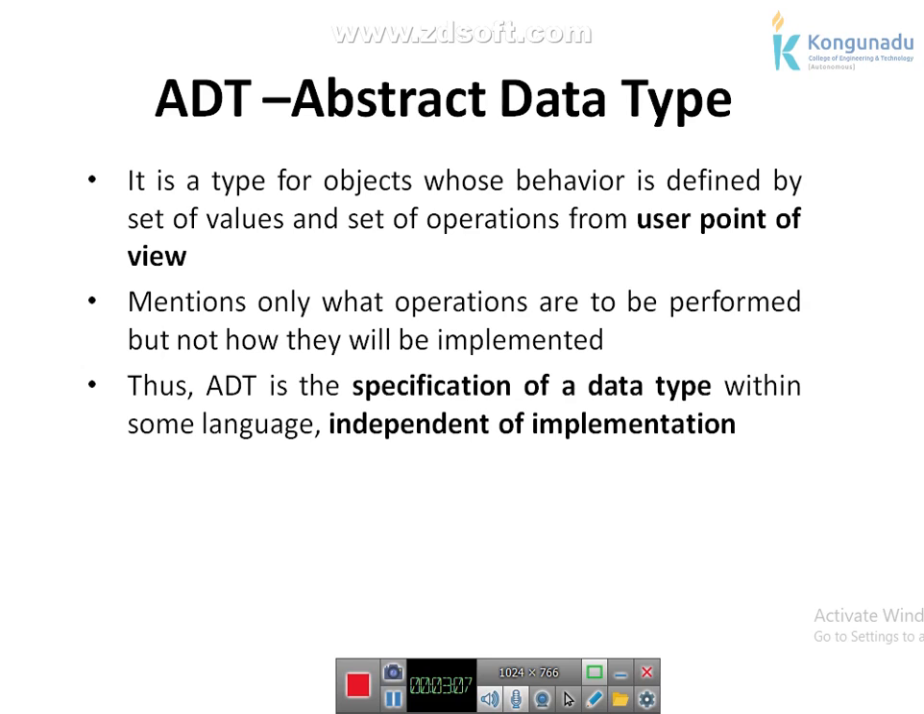Next, let's talk about abstract data type. What is an abstract data type? It is a type for objects whose behavior is defined by a set of values and a set of operations from the user point of view. It mentions only what operations are to be performed but not how they will be implemented. An abstract data type is the specification of a data type within some language that is independent of implementation.